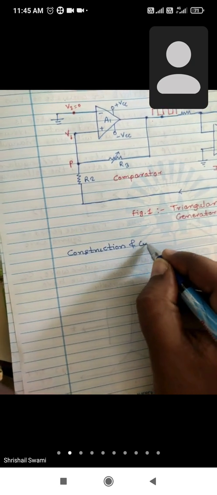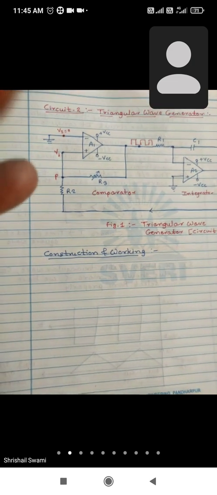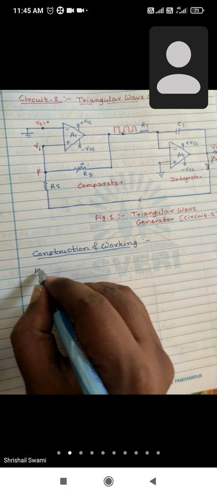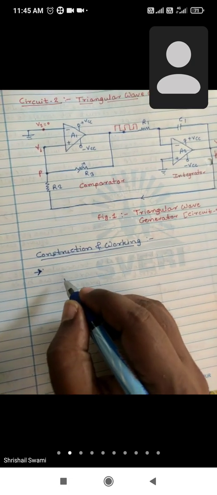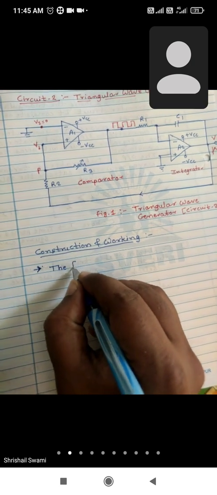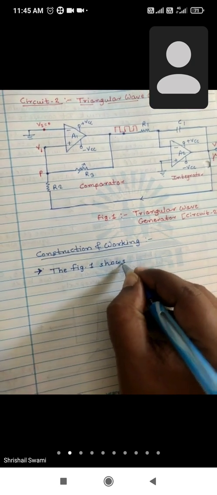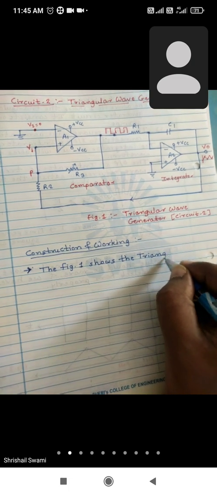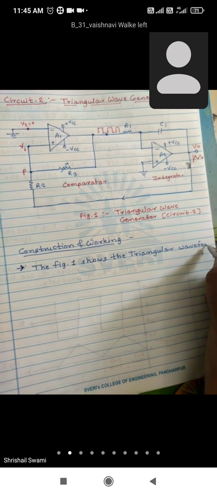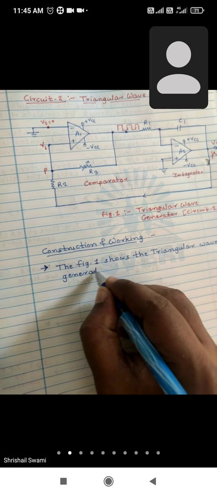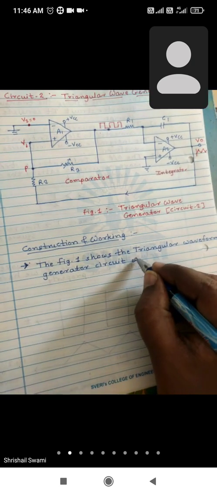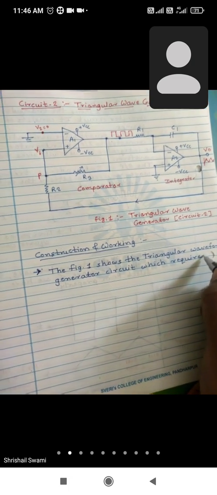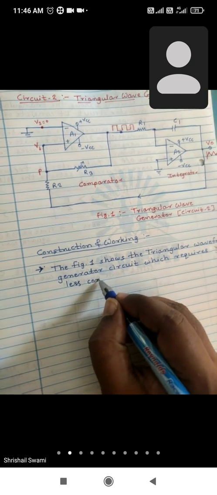Now we will see the construction and working simultaneously. The first point: figure 1 shows the triangular wave generator circuit, which requires fewer components compared to the previous one.